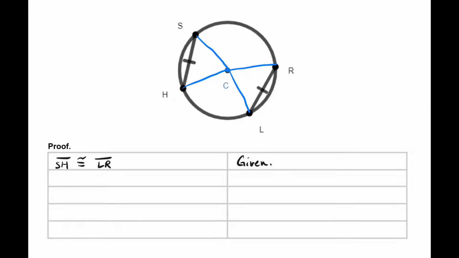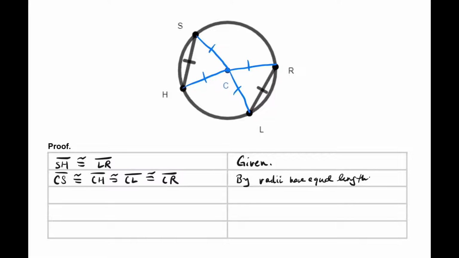So what we can see here is segment CS is congruent to segment CH is congruent to segment CL is congruent to segment CR, right? And that's just all these radii. Look at this. There's 1, there's 2, there's 3, there's 4. All of them are congruent. Cool. So this is by radii have equal lengths. That's our reasoning for this.